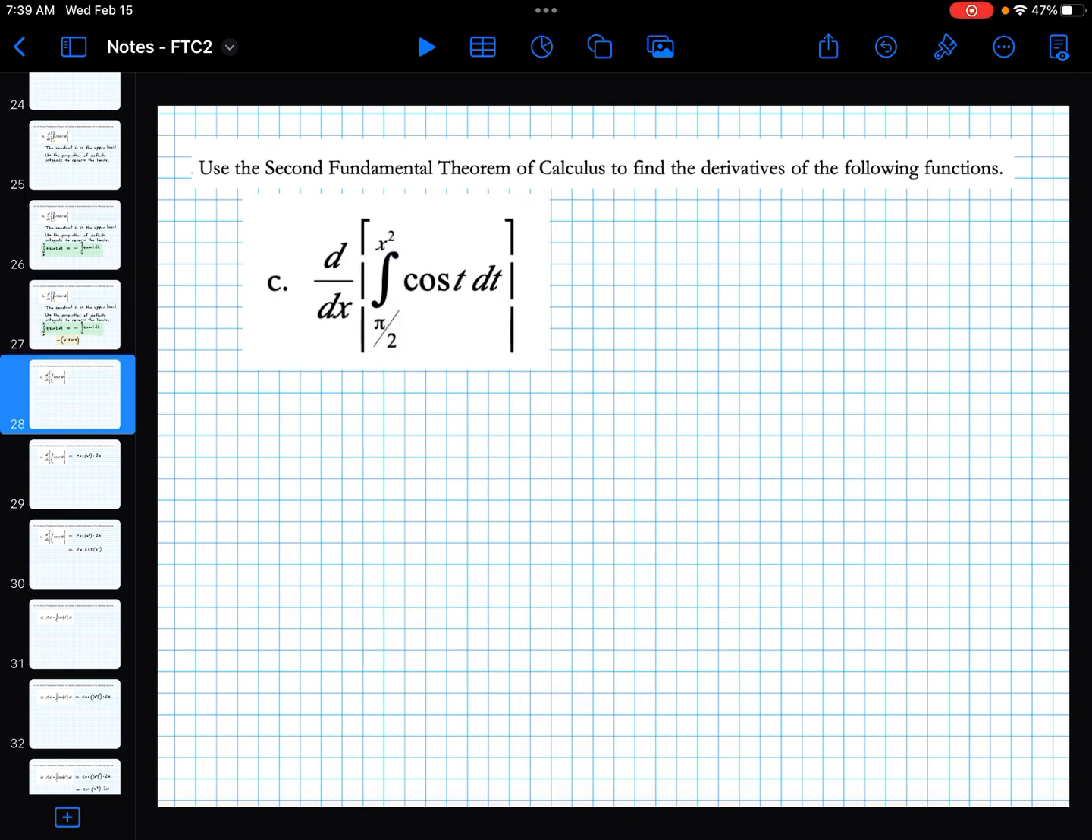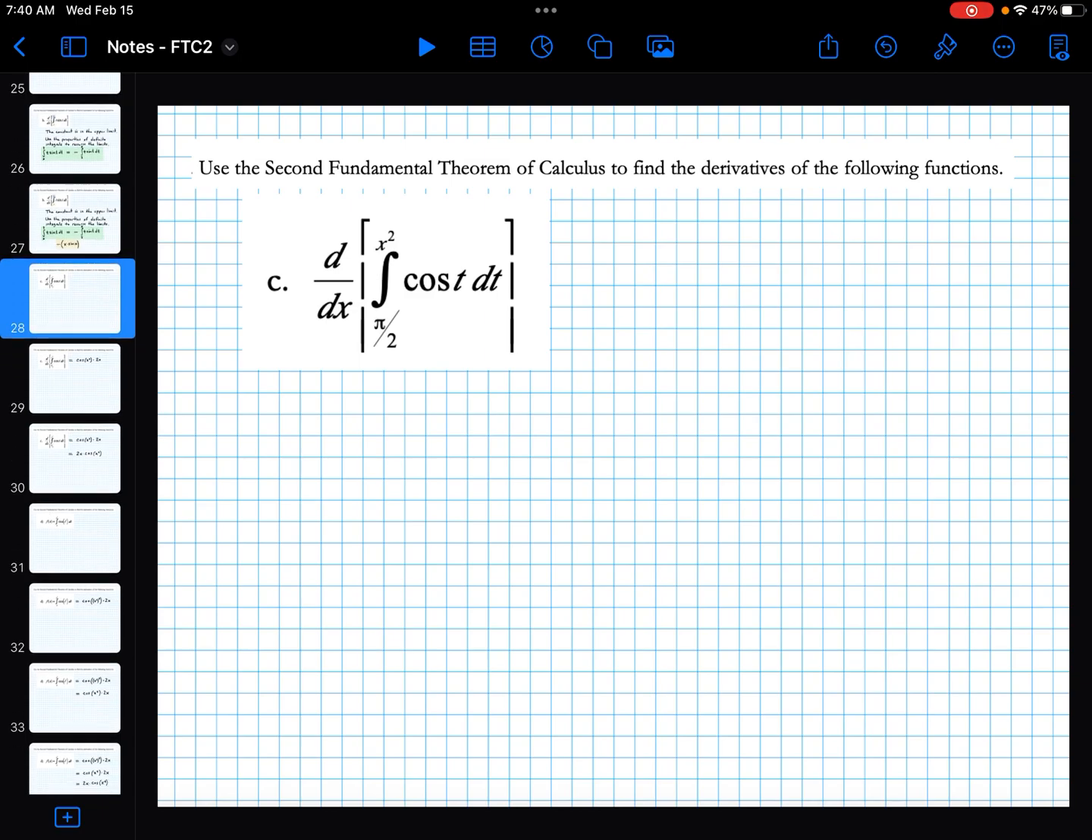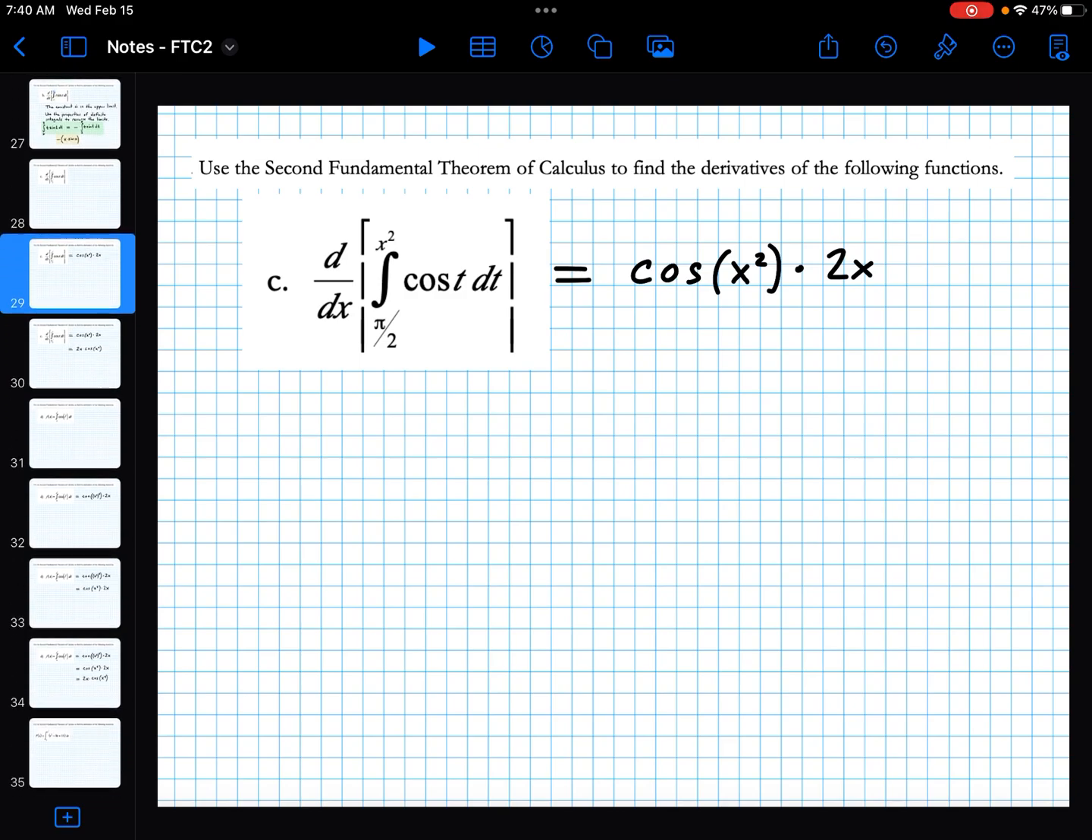All right, here's another one where we now have x squared, more than just x, in the upper limit. So this is what we were talking about before, where you have to multiply the setup that you get by the derivative of the upper limit of integration. So we just replace the t in the integrand with the upper limit x squared, but then we have to multiply by the derivative of x squared, which is 2x. And generally, when you see things like this written out, the 2x is going to come first.